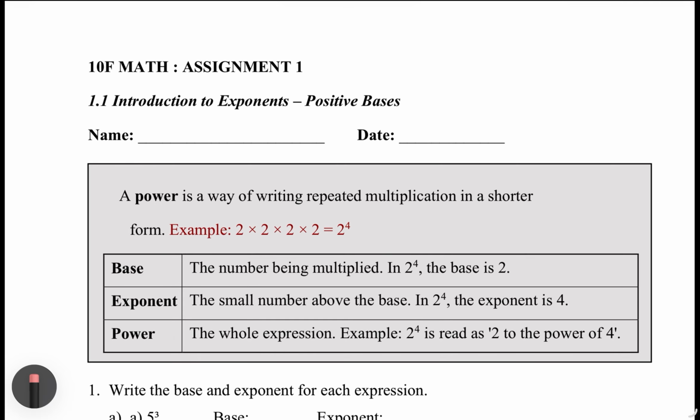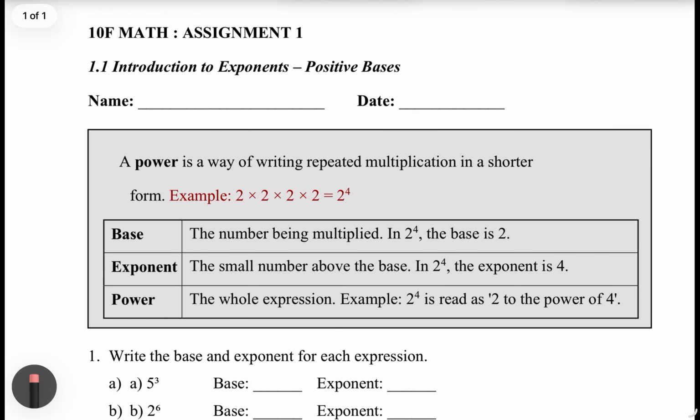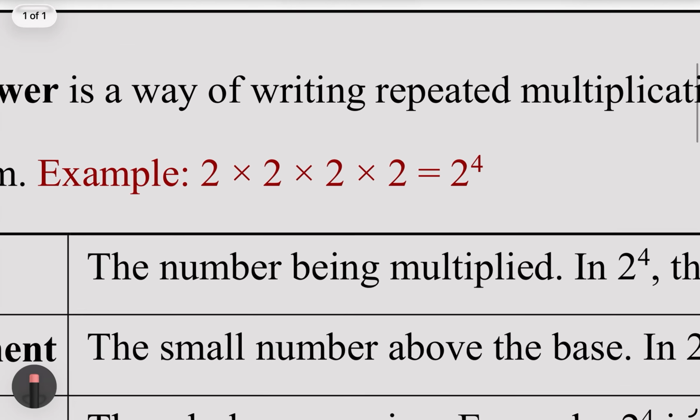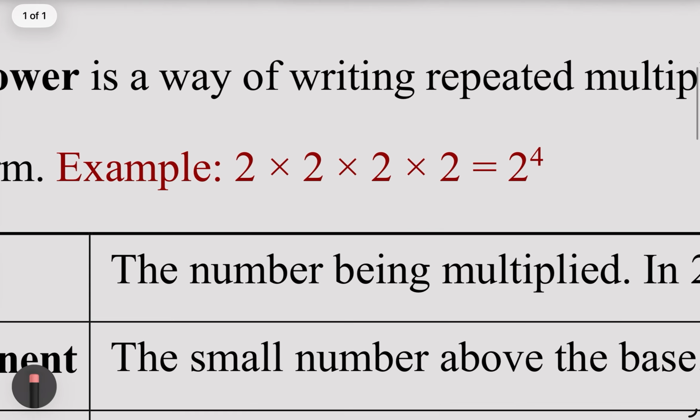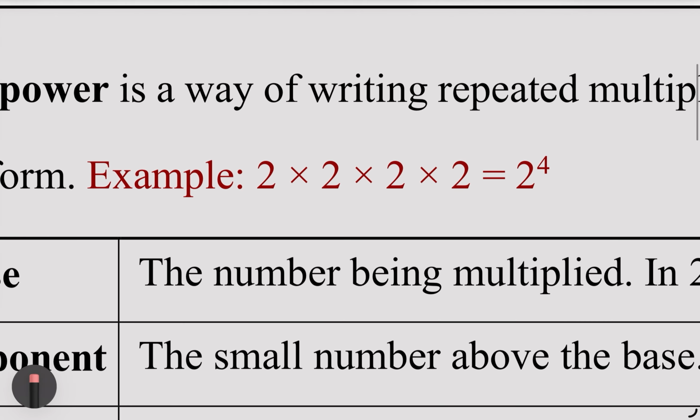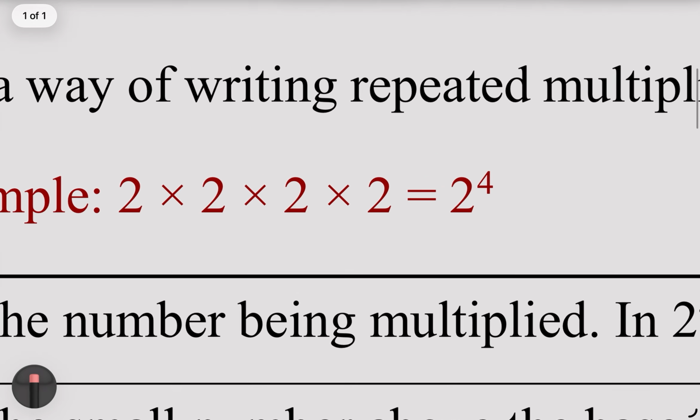Okay, so you can see this example. Here I have multiplied 2 repeatedly. 2 times 2 times 2 times 2. So I have repeatedly multiplied 2 four times. There is an alternate way to represent repeated multiplication that is known as power. So power is a way of writing repeated multiplication.